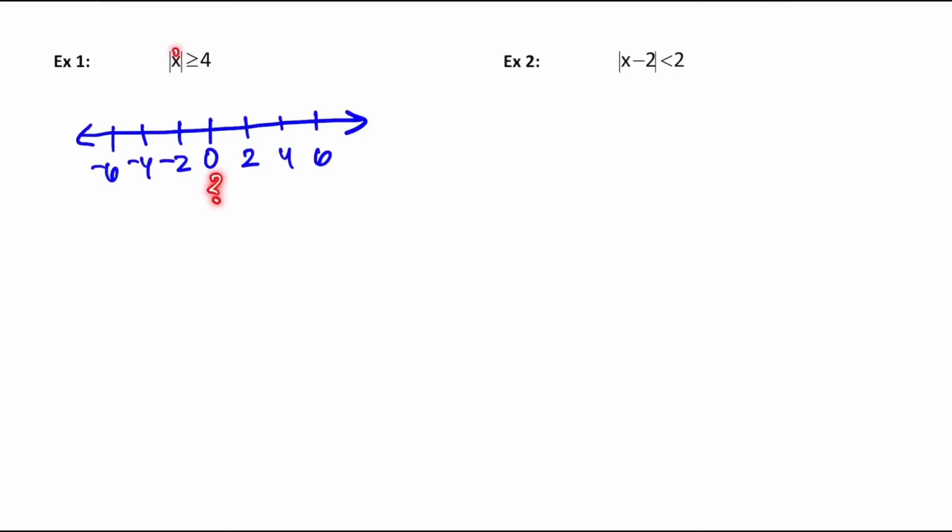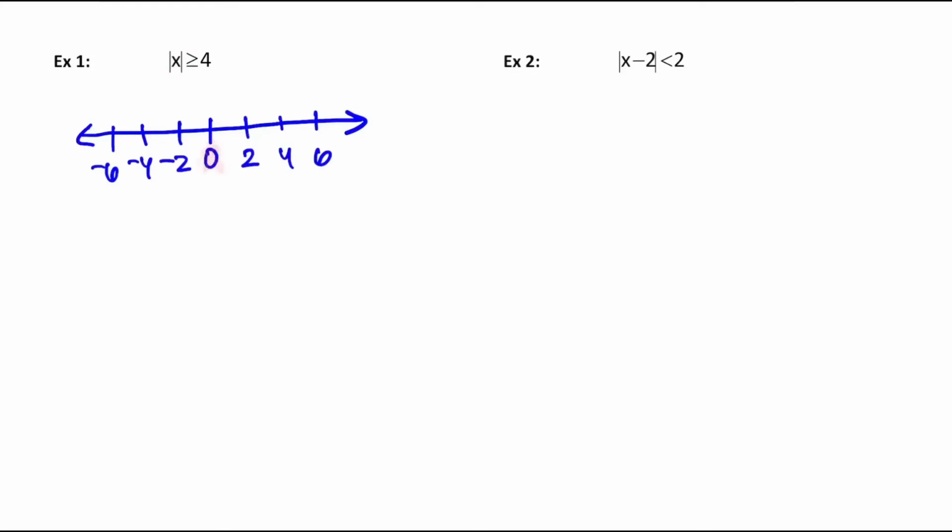If I have the absolute value of x is greater than or equal to 4, this first one here, I'm going to be real basic. I'm just going to guess numbers. Here's a number line. Okay, here's 0, 2, 4, 6, -2, -4, -6. I'm just going to guess numbers. Do they work? Okay, how about 0? If I put a 0 in here, the absolute value of 0, is that greater than or equal to 4?